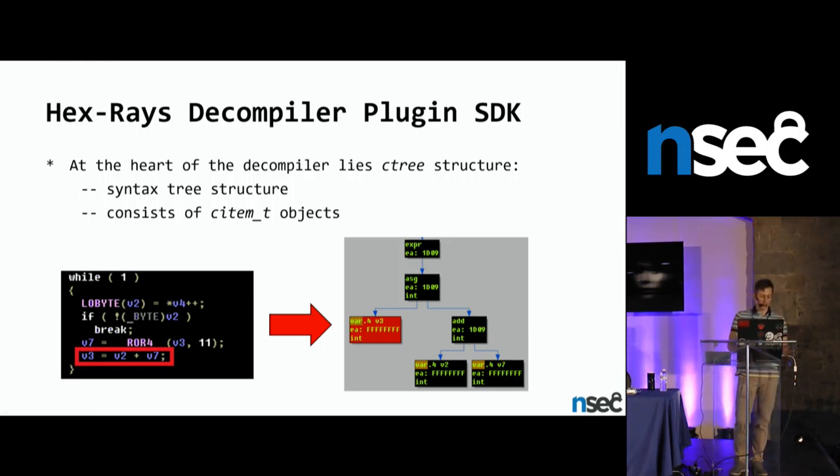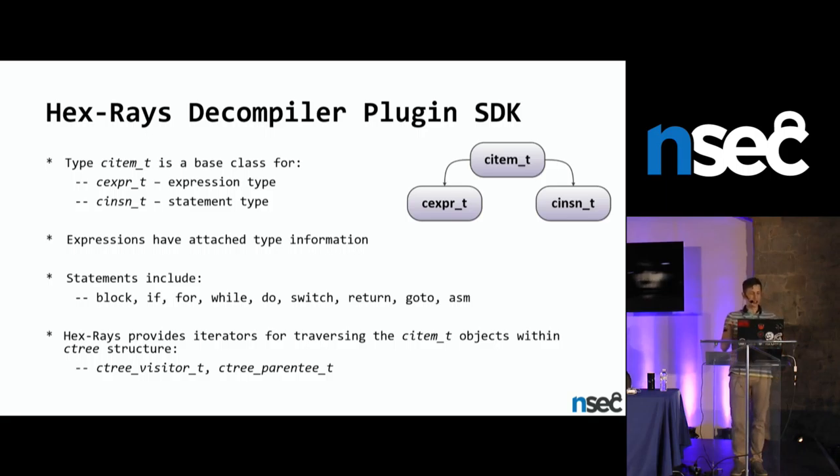Each block within ctree is of type citem, and citem is a base class for two subclasses, one representing expressions and the other representing statements. Statements basically correspond directly to the statements in the C language. These are the blocks or if statements, while an expression is something that has a type. So you need to make sure that the type information is consistent in the ctree.